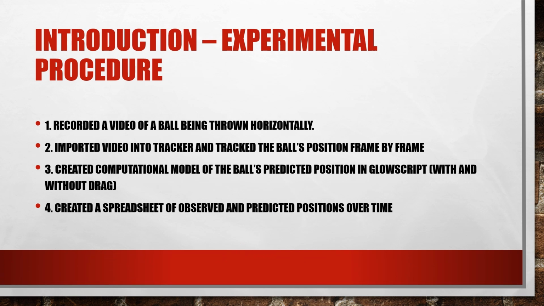For the experimental procedure, a video was first recorded of a paper ball being thrown horizontally from a certain height above the table. This video was then imported into Tracker, and the ball's position was tracked frame by frame. Next, a computational model of the ball's trajectory was created in GlowScript, which included and excluded drag. Finally, the data from both the computational model and the Tracker software was used to create a spreadsheet to compare the observed and predicted positions over time.